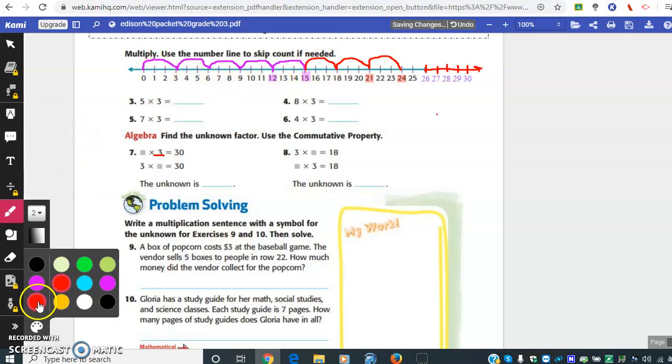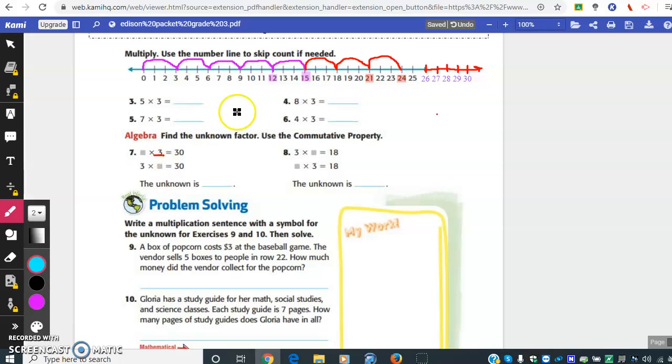So here we have 1 jump of 3, 2 jumps of 3, 3, 4, 5 jumps of 3, 6 jumps of 3, 7 jumps of 3, 8 jumps of 3. I'm going to do another jump of 3, which will get me to the 27, and another jump of 3, which will get me to the 30.